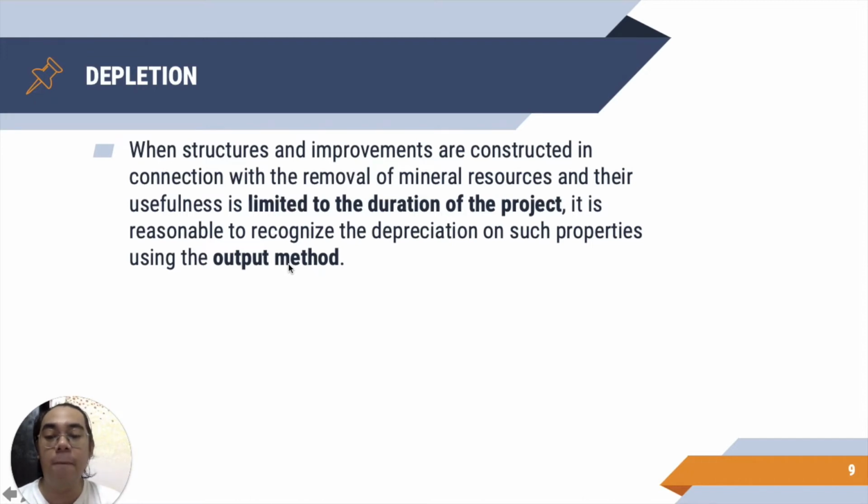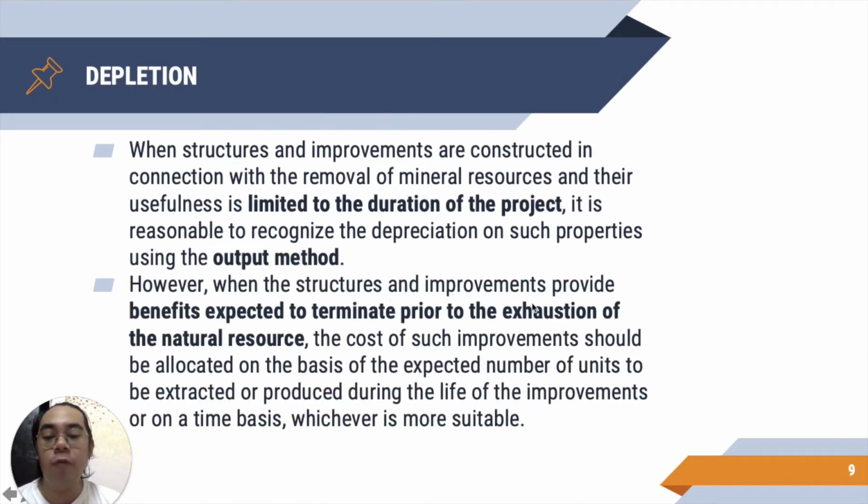So, output method siya. But, when the structures and improvements provide benefits expected to terminate prior to the exhaustion of the natural resource, ibig sabihin, nauna pa or shorter pa yung life niya kesa dun sa duration ng project, then the cost of such improvements should be allocated on the basis of the number of units to be extracted or produced or on a time basis, whichever is more suitable. So either output or straight line, whichever is more suitable. Normally, mas suitable kapag gumamit na lang ng straight line using the life of that asset.